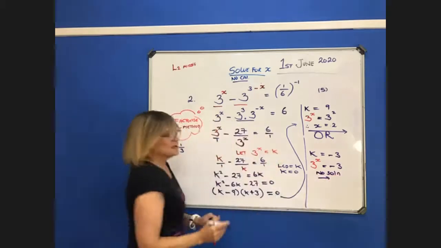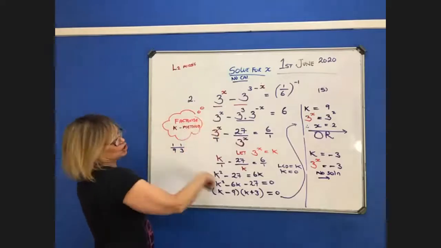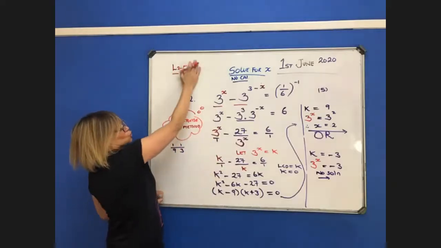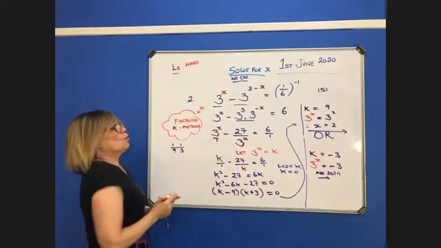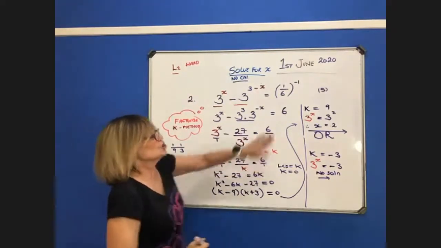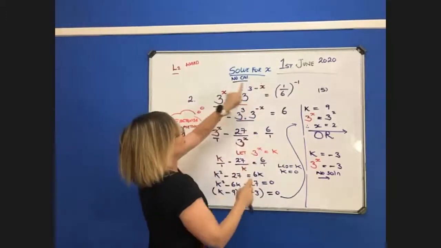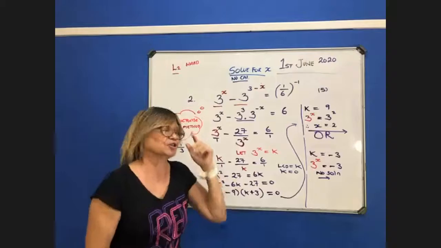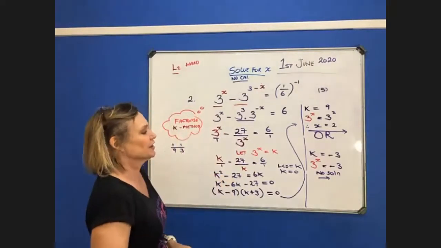All right. Now that was also a 5 marks. This question was a level 2 hard. Okay. Why was it hard? There was a little trick going on there, and the positive x and the minus x is considered the harder one because not everyone recognizes the K method.